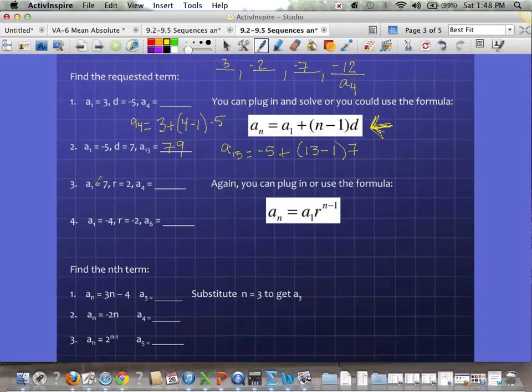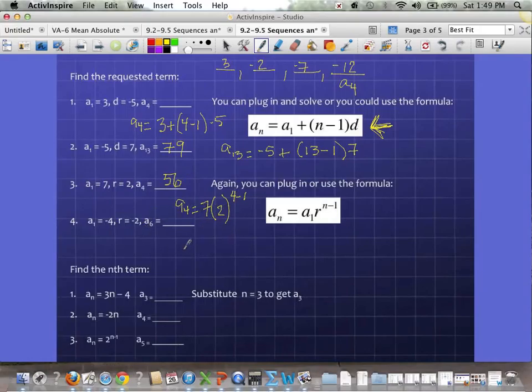Okay, so I'm going to go ahead and plug this in. I want to find a sub 4, so I'm going to have a sub 4 is equal to a sub 1, which is 7, times, what's my r? 2. And that r is what's being raised to the n minus 1, so that's going to be 4 minus 1. So 4 minus 1 is 3. 2 raised to the third power has to be done first. 2 to the third power is 8. 8 times 7 is 56. Okay, so a sub 4 is 56.